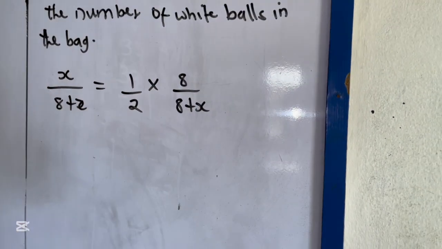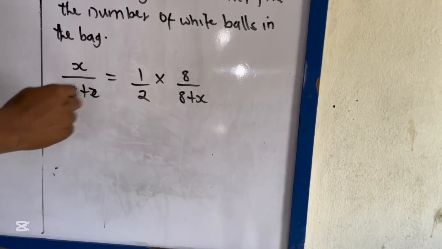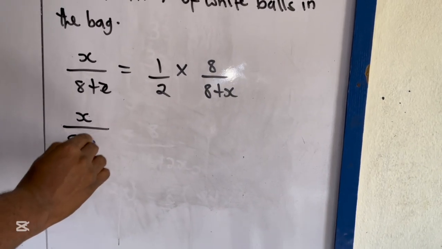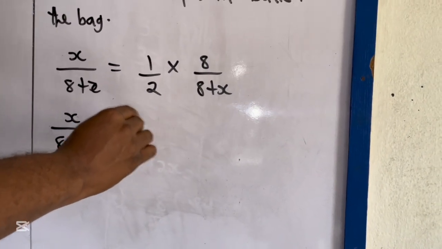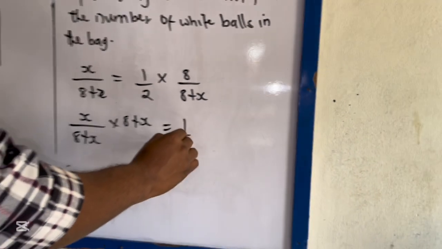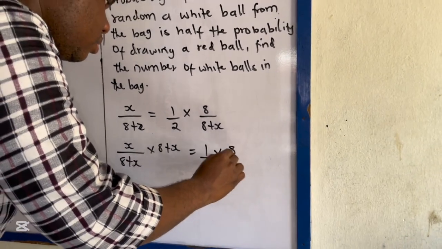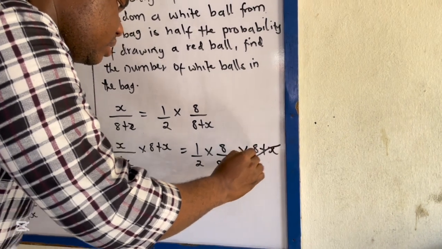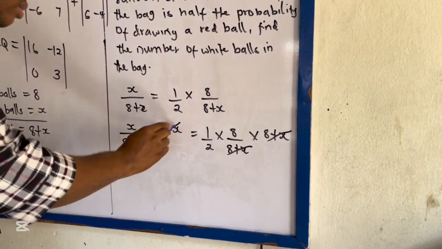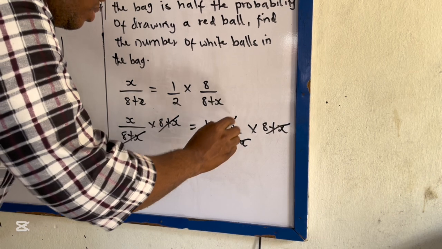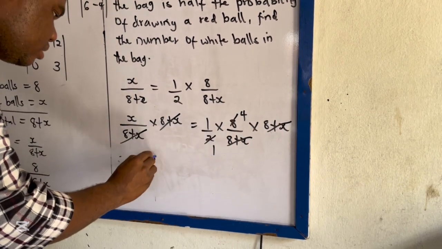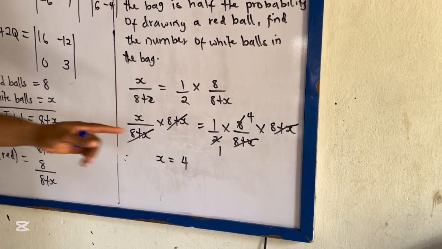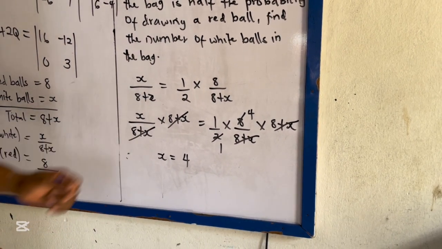So we are going to multiply both sides by 8 plus x. We have x over 8 plus x times 8 plus x is equal to 1 over 2 times 8 over 8 plus x times 8 plus x. This cancels this, this cancels this. 2 goes into itself, 2 goes into 8 four times. So x is equal to 4. So since x is equal to 4, the number of white balls is 4.